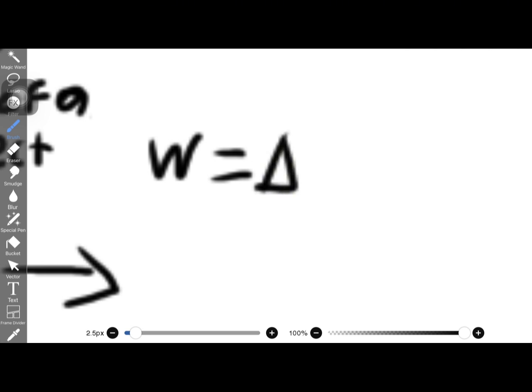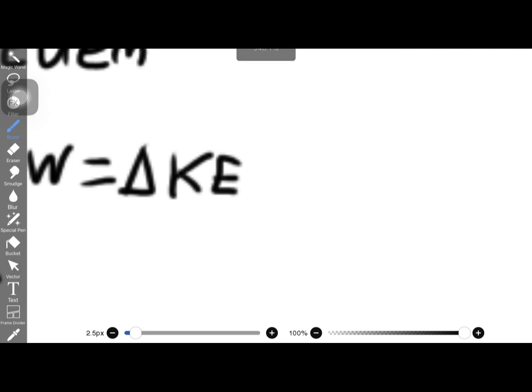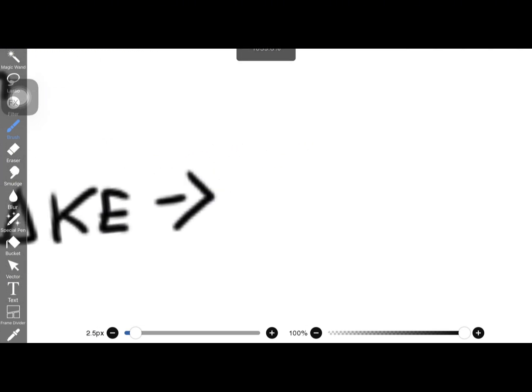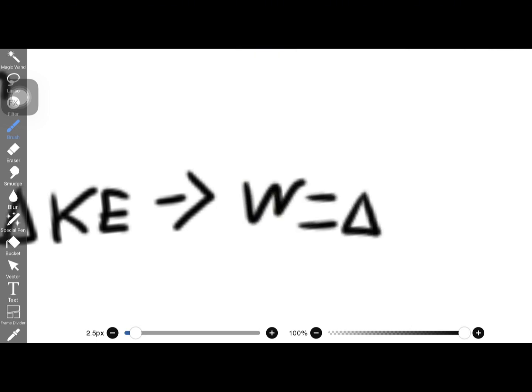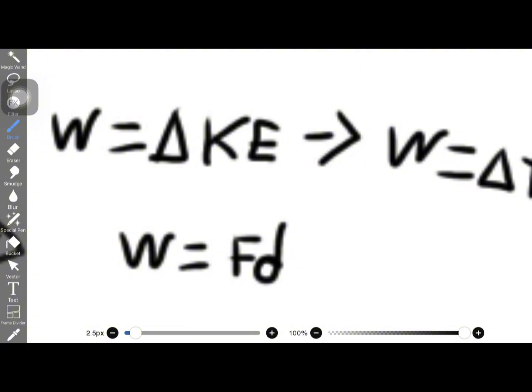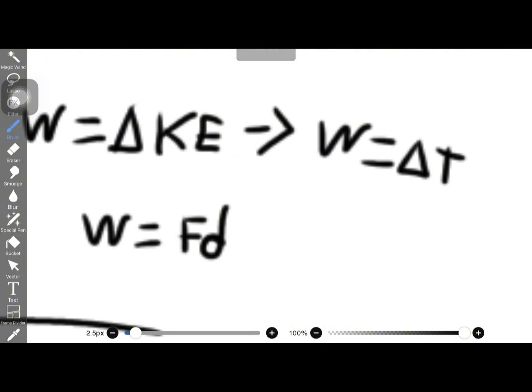W is equal to delta KE. Or, much better, without using the letters KE, work is equal to delta T. So how do we derive it? Simple. We just use this formula, F times d, the simple mathematical definition for work.